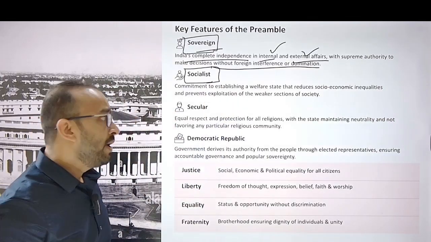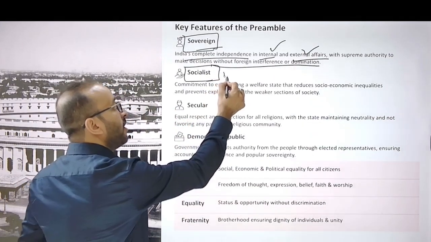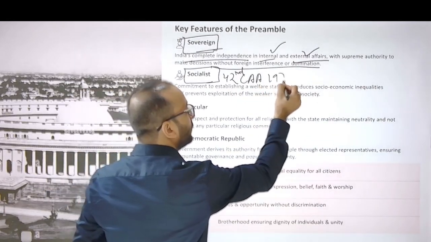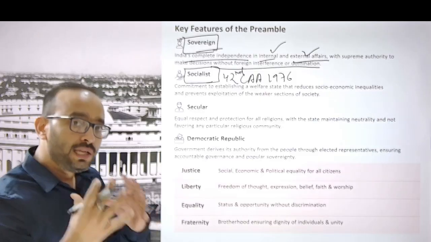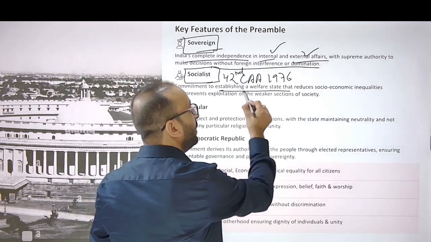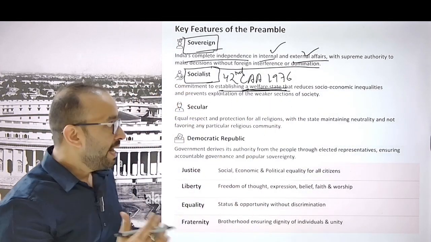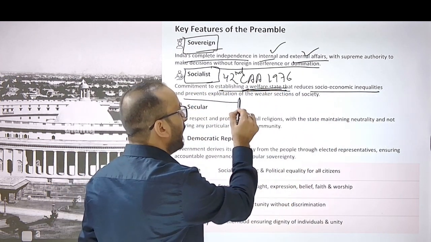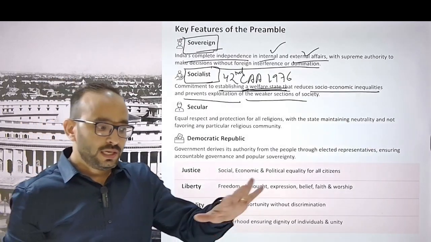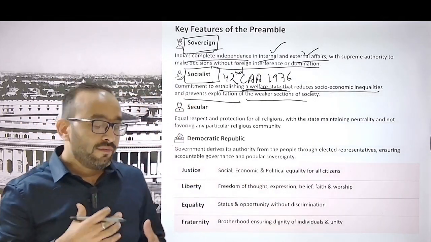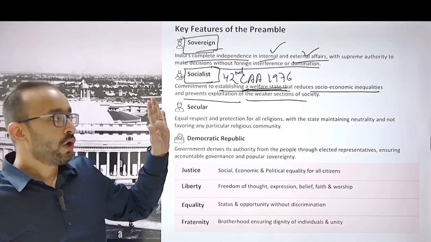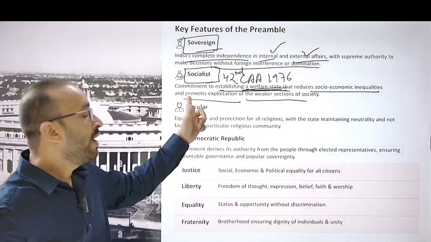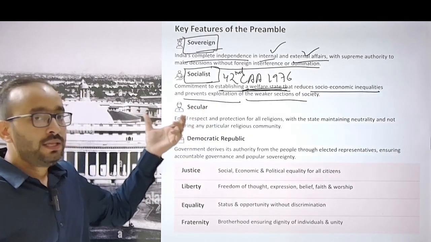Again, this was added by the 42nd Constitutional Amendment Act 1976. So the purpose of this was to declare that India and the subsequent governments in India will try to establish a welfare state in India. That is the state which will reduce socio-economic inequalities and will prevent exploitation of the weaker section of society. That is, it will try to develop an India which will be free from socio-economic inequalities, and there will be no exploitation of the weaker section. So this is the purpose of having a socialist idea in the preamble.